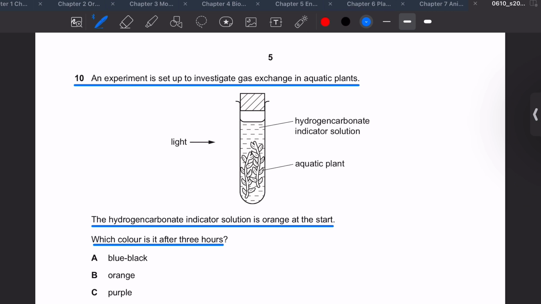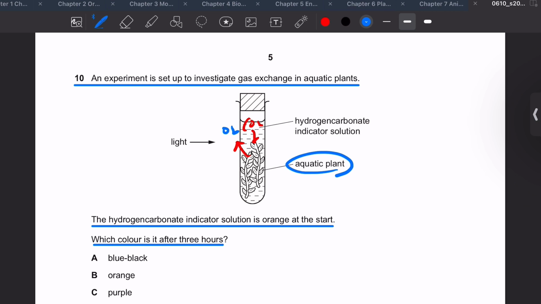Hydrogen carbonate indicator is used in this experiment. The aquatic plant is the plant that can live in the water or underwater, and it can photosynthesize in the water as well, which means it will use CO2. It's going to suck up this CO2 and use it for photosynthesis. It produces oxygen in return and glucose molecules as well.